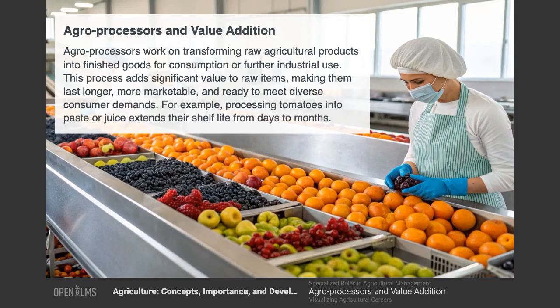Agro-processors and value addition. Agro-processors work on transforming raw agricultural products into finished goods for consumption or further industrial use. This process adds significant value to raw items, making them last longer, more marketable, and ready to meet diverse consumer demands. For example, processing tomatoes into paste or juice extends their shelf life from days to months.